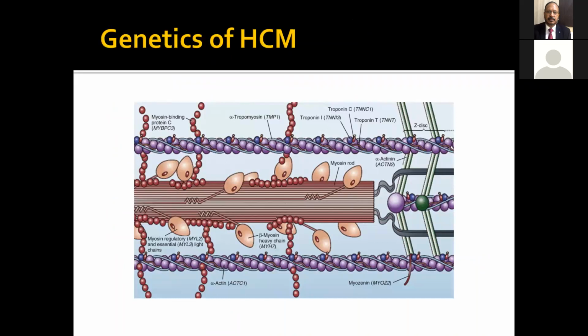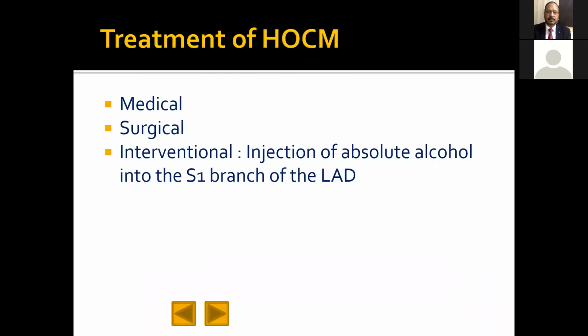Days have changed, and now we depend on genetic diagnosis of hypertrophic cardiomyopathy. This is a picture showing the different places where genetic defects can take place. They can be wrong in the myosin heavy chain, in the myosin regulatory and essential light chains, and in the troponins C, I, and T. And these can be detected by a pan-cardiomyopathy panel of blood tests.